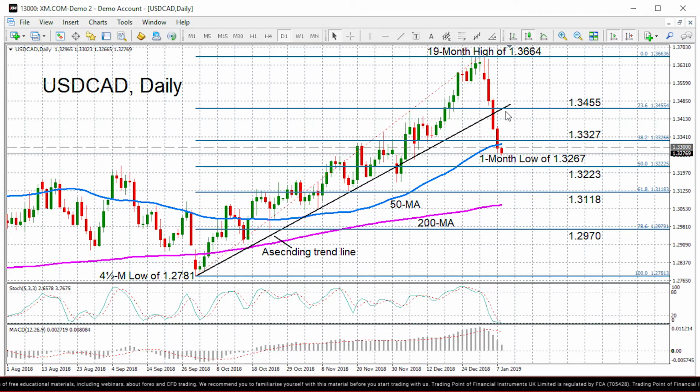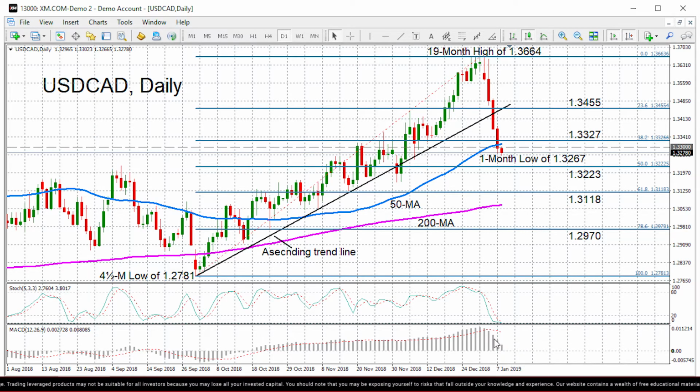1.3455 in order to see the significant easing of the downside pressure, and that would also take prices back above the ascending trend line, and then we could see a USDCAD making a fresh attempt towards that 19-month high of 1.3664. But that's not looking very likely at the moment because the stochastics are very much in oversold territory at the moment. So perhaps we could see an upside correction.